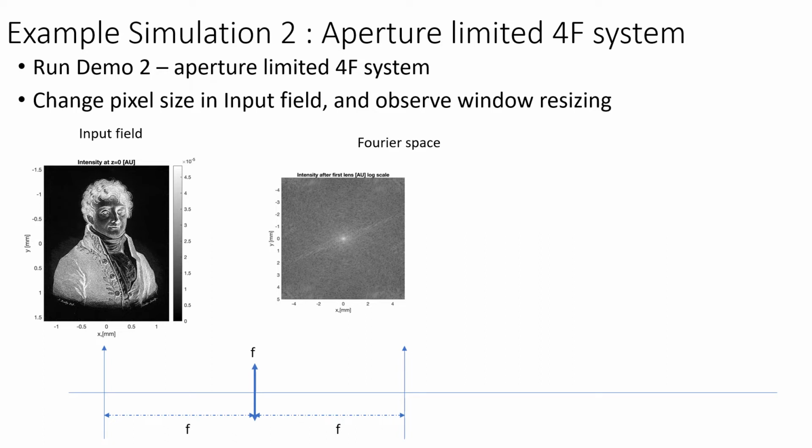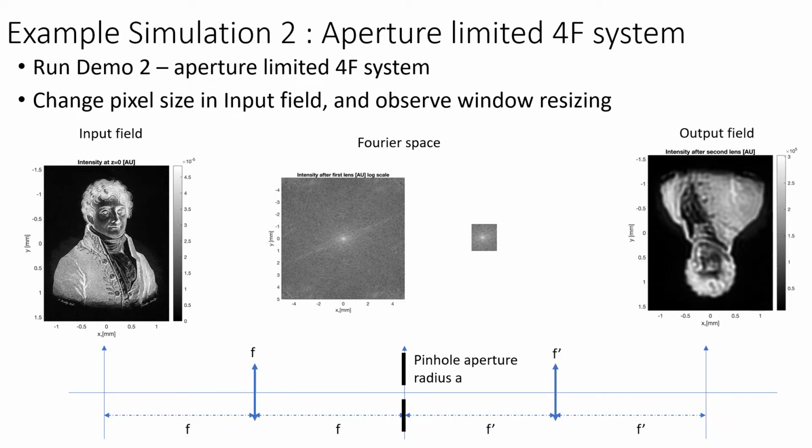To simulate an aperture-limited optical system, we restrict the field that is allowed to continue through the optical system using a pinhole aperture. So in the simulation, we set to 0 all the values of the complex field that are covered by the aperture, and then we continue by simulating the propagation through another FF system. And this is what our output looks like. Here what you can see is that the output field is a reversed image. Well, this is what we expect from a 4F system. What you can also see is that the high resolution features of the initial image have been cut off.